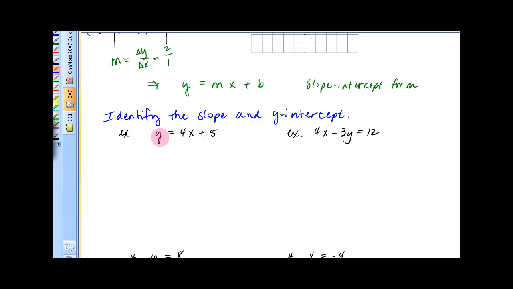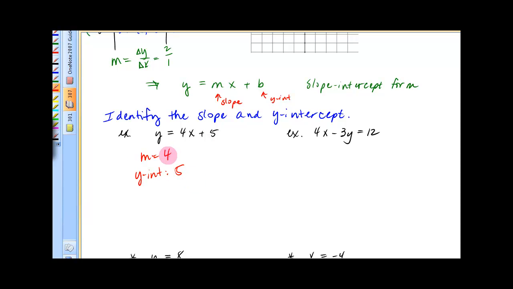So in this first example, I already have it in the slope-intercept form, where m is the slope and b is the y-intercept. So if the coefficient in front of x is the slope, then I'm going to write m for slope to be 4, and the y-intercept I'm going to write as 5, and it's a positive 5, which makes a difference, right? So the y-intercept will be positive 5.